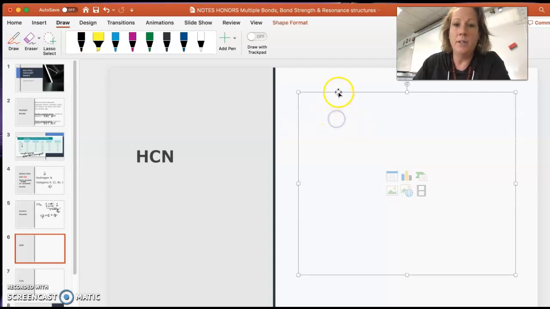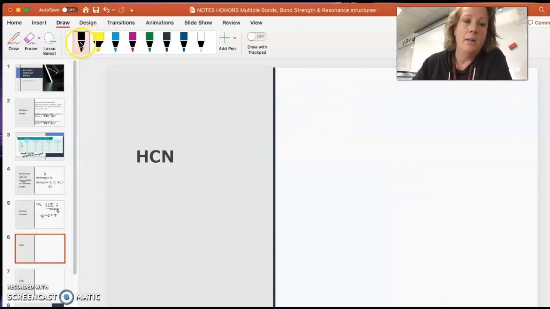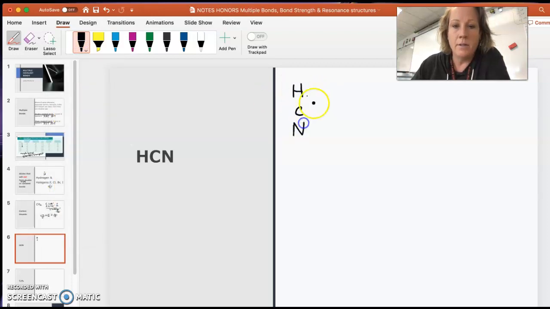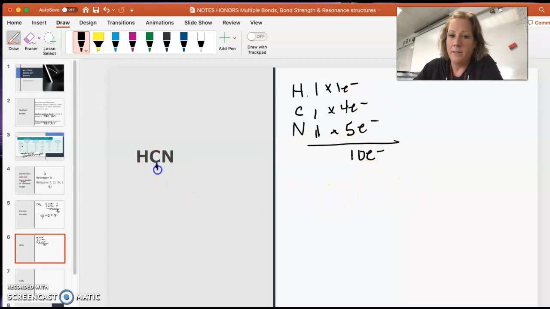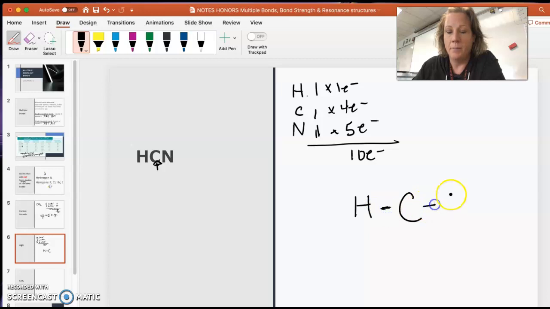Here is one, and you can definitely try it before you watch me. Calculate the cache first. So I have 1, 1, and 1 valence, 4, and I have 5, which gives me 10 for my cache. Carbon has 4 unpaired electrons, so I'm going to put carbon in the middle. I'm going to bond hydrogen. Once it bonds, it's done. And then I'm going to put the nitrogen over here. Now I've used up 4 electrons, so I have 6 left.